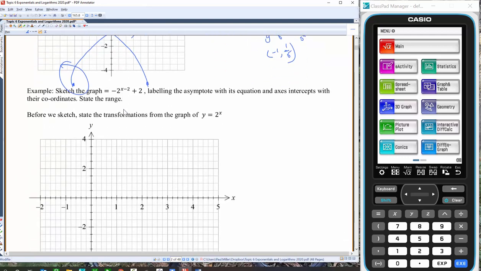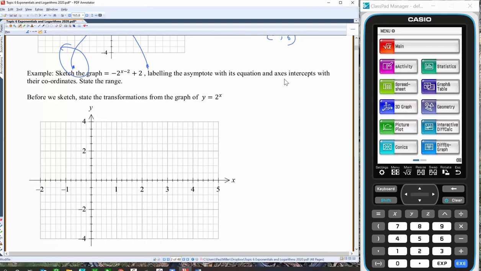All right, sketch the graph of this, labeling the asymptote with its equations and axes, intercepts with their coordinates, state the range. Lots going on. So we're going to consider the transformations from that. So if I've got y equals f of x equals 2 to the x, what would I do to make this? Let's put a y equals there to make it an equation. What I would do is y equals negative f of x take 2 plus 2. That's what I would do to f of x to make this function here.